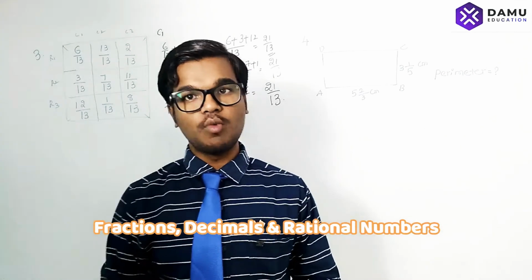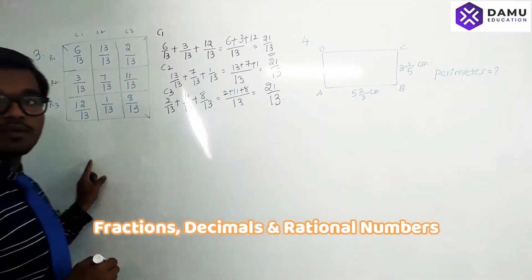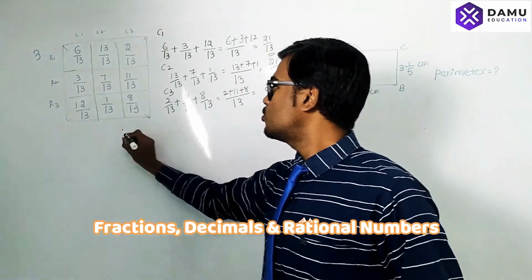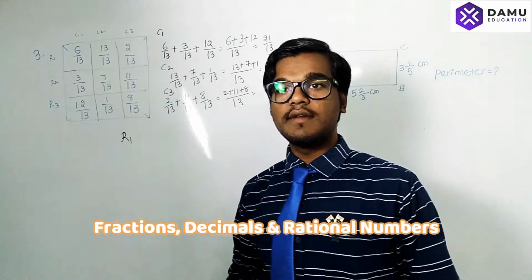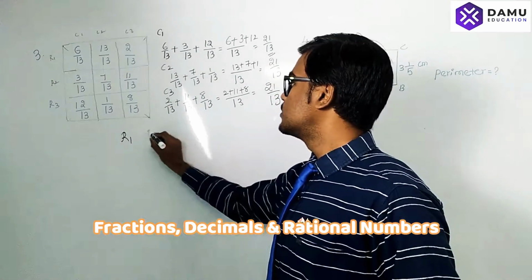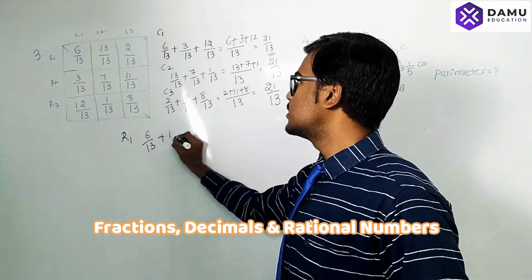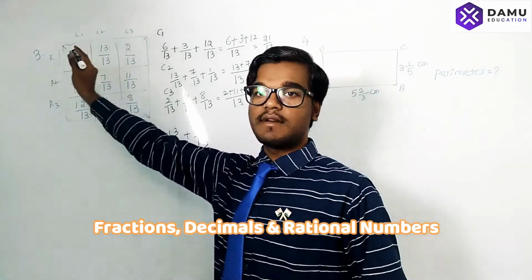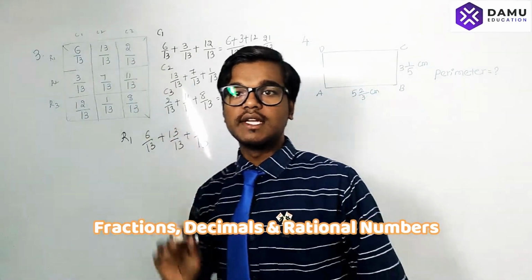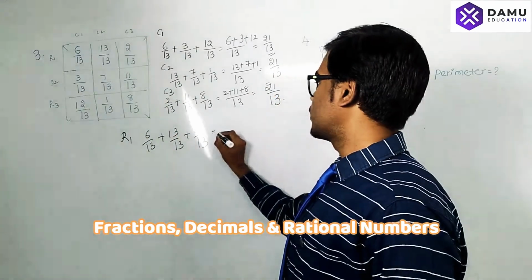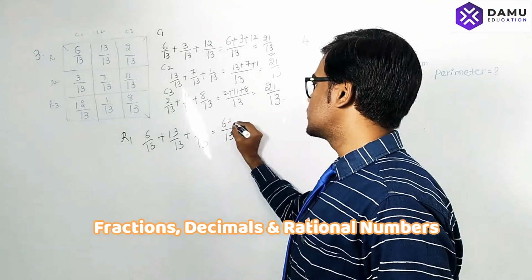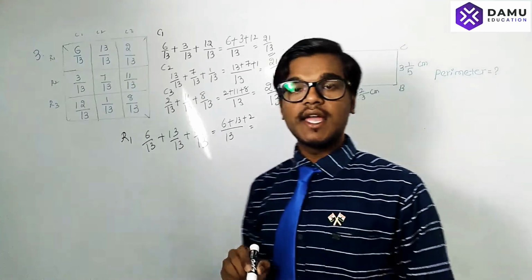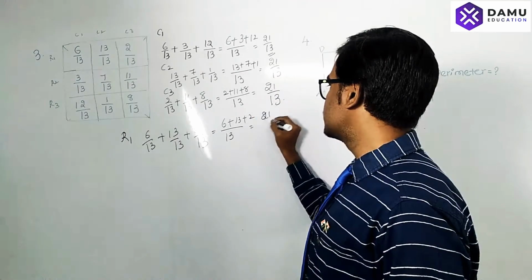Then we'll do it in the row manner. Row means the first row, R1. R1 is equal to 6 by 13 plus 13 by 13 plus 2 by 13. I am taking all the values from left to right. Like fractions with 13, so 6 plus 13 plus 2. 6 plus 2 will be 8, 8 plus 13 will be 21 by 13.